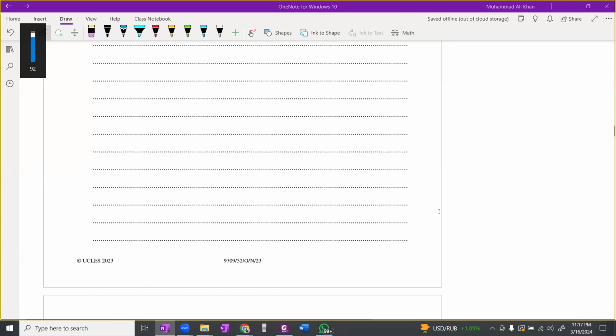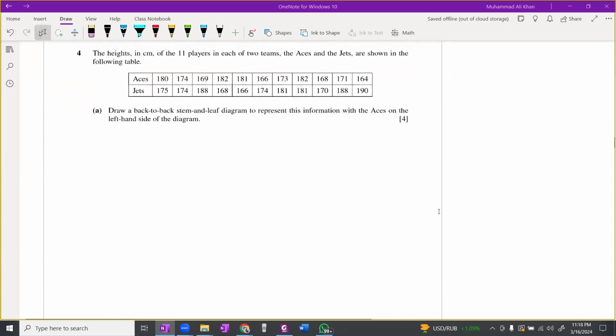Now, after that, question number 4. What we have in this question number 4: the height in centimeters of the 11 players in each of the two teams. We have to draw a back-to-back stem and leaf diagram. It's a question of representation of data.